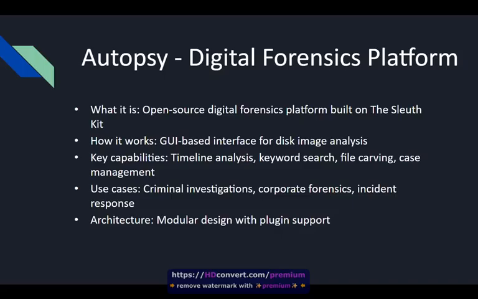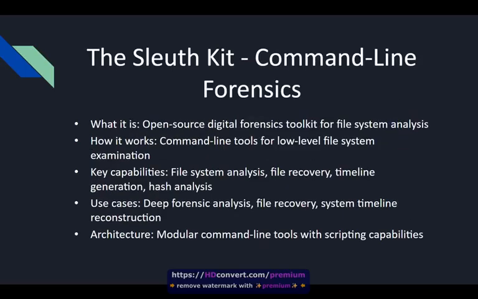This is an open source digital forensics platform built on Sleuth Kit that provides a user-friendly GUI interface for complex forensics analysis. It works by analyzing disk images and providing investigators with powerful tools to examine digital evidence. The platform supports timeline analysis to understand activity chronologically, which is crucial for understanding the sequence of events during an incident. Now let's see what the Autopsy demonstration looks like.